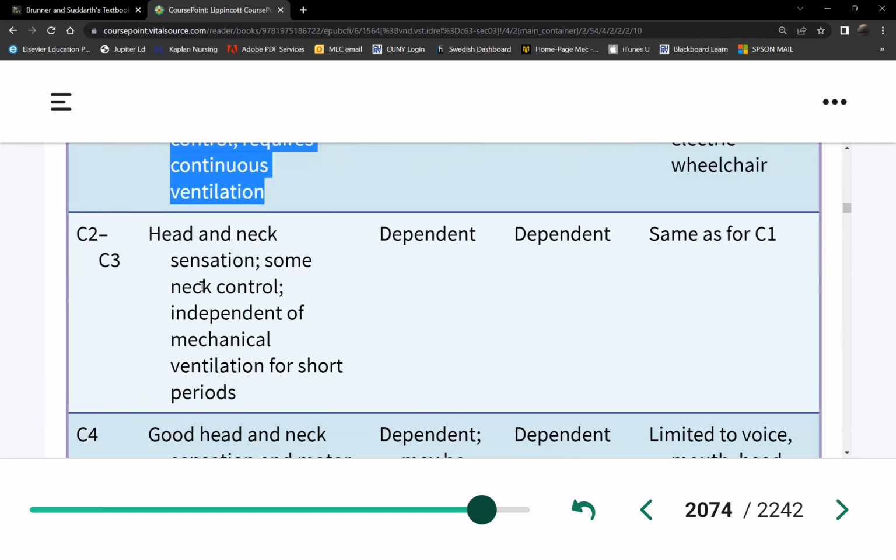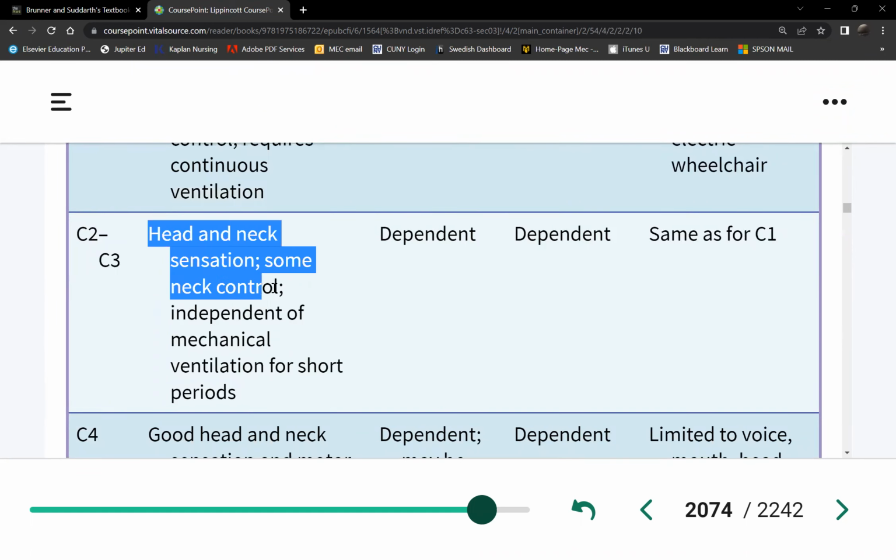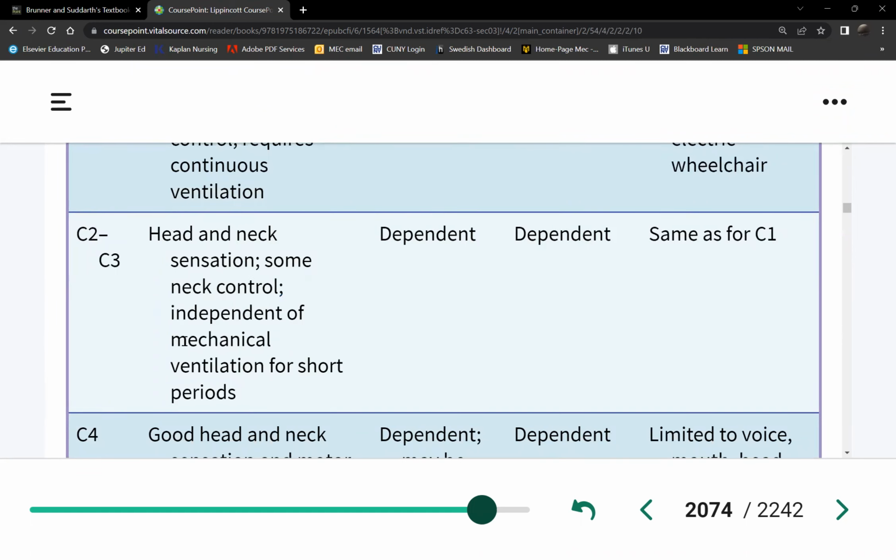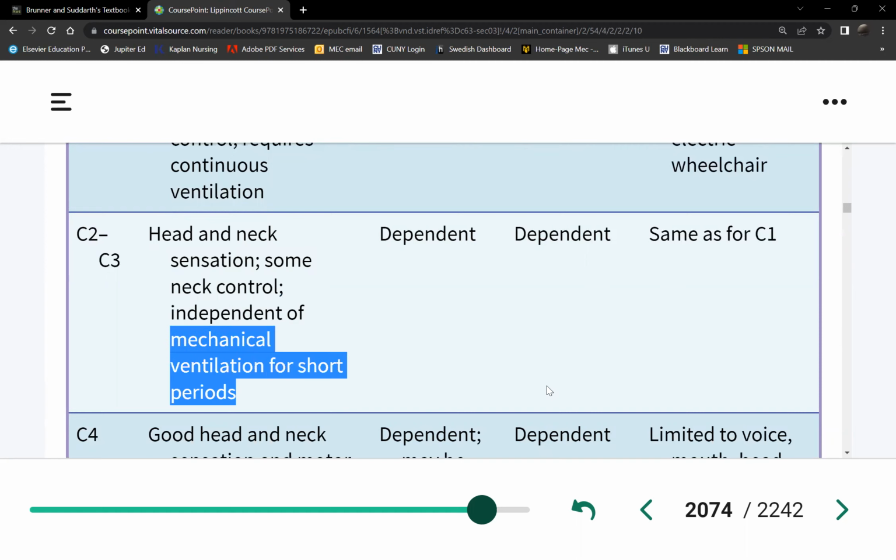Same thing with C2, C3, but the patient may still require mechanical ventilation for short periods, but probably not 24/7. Maybe they can be off of the ventilator during the day for short periods, but definitely at night they will be on a vent.